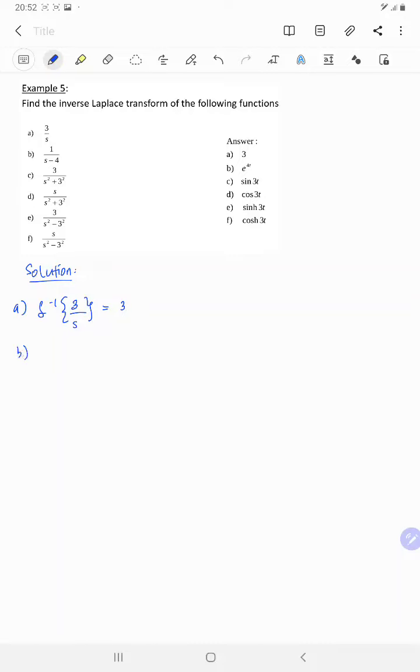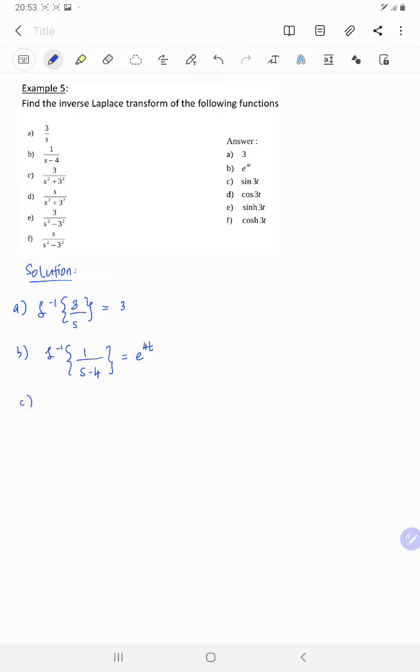Okay, next B, Laplace inverse of 1 over s minus 4. What do you think? Okay, so you look at the bottom, the function is s minus constant, so that means it must be exponential. Exponential what? Exponential of this 4. There must be the opposite sign. Okay, s minus 4, so exponent positive 4t.